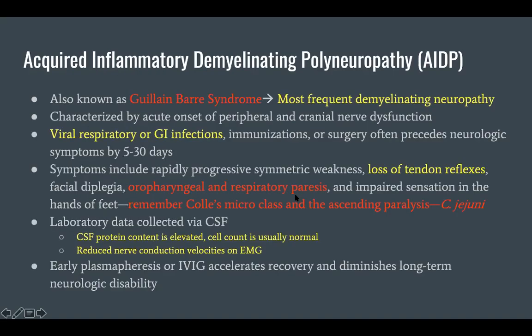Okay, so here's the thing. Guillain-Barré: most frequent demyelinating neuropathy, viral GI infections, Campylobacter jejuni. Remember, it can lead to respiratory paralysis. It's ascending. CSF shows protein, no cell count. And then we're going to give them IVIG.